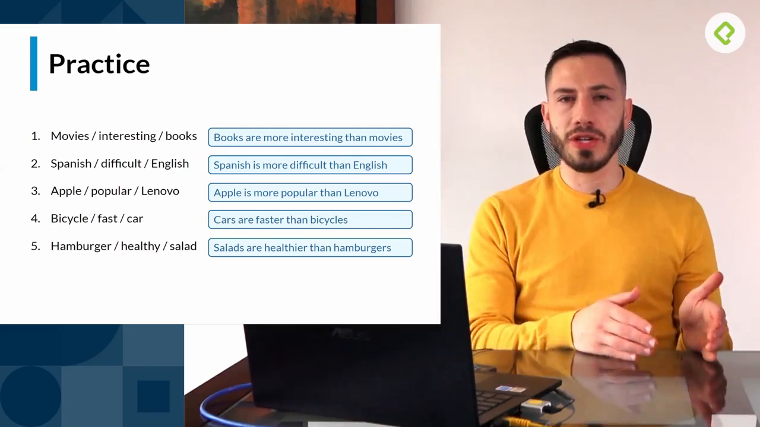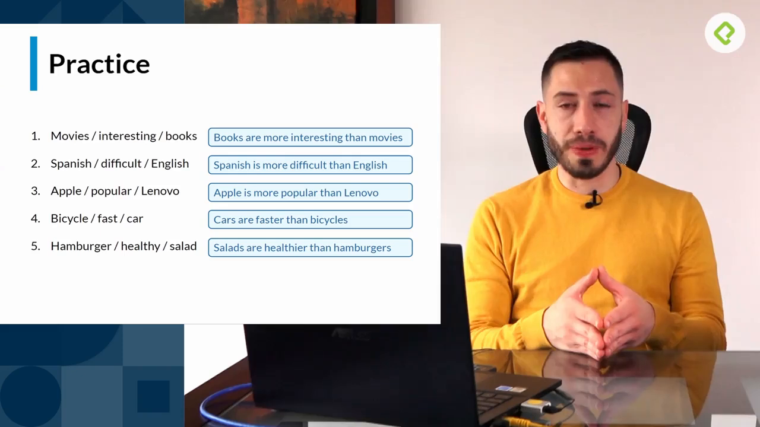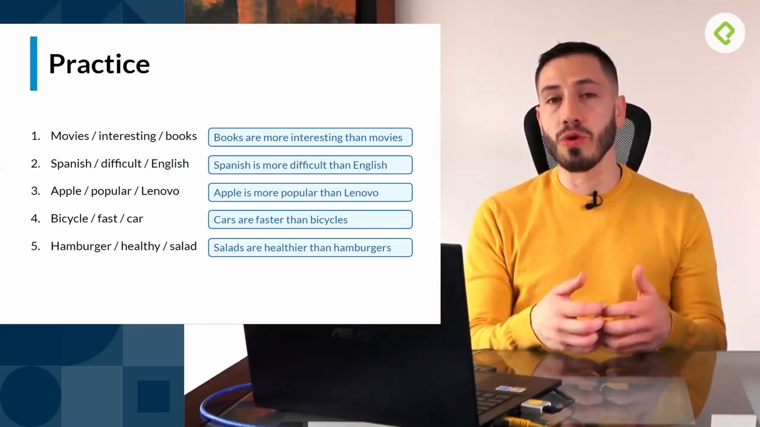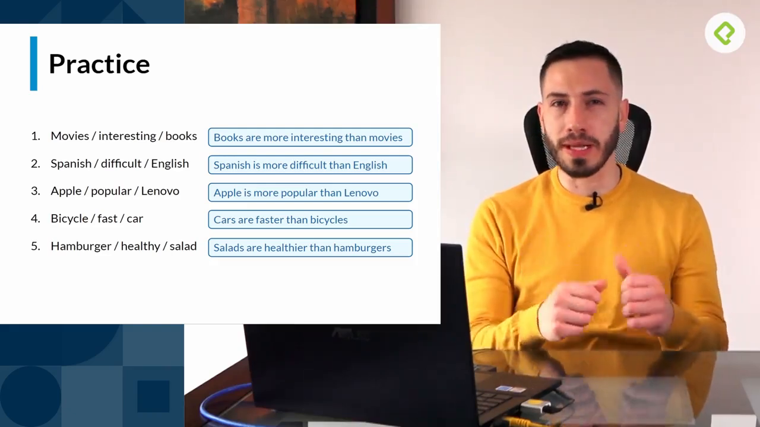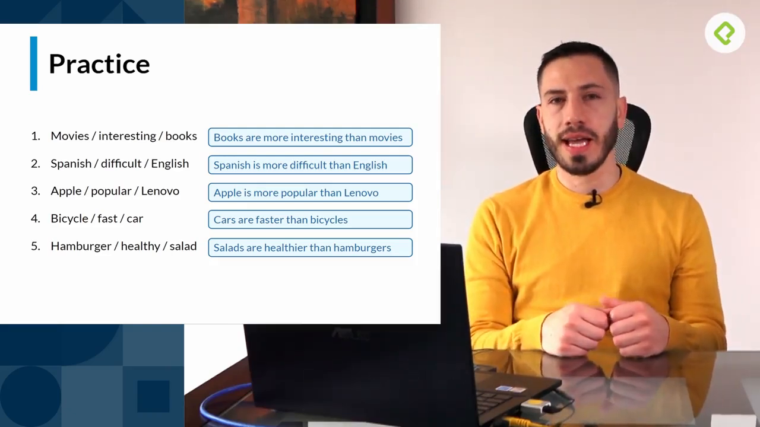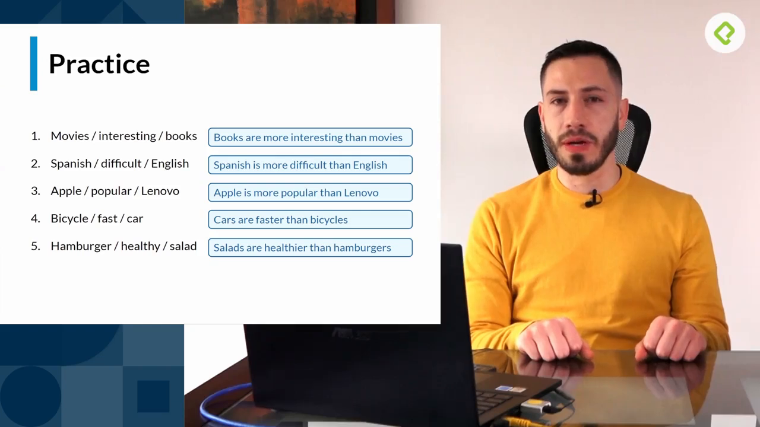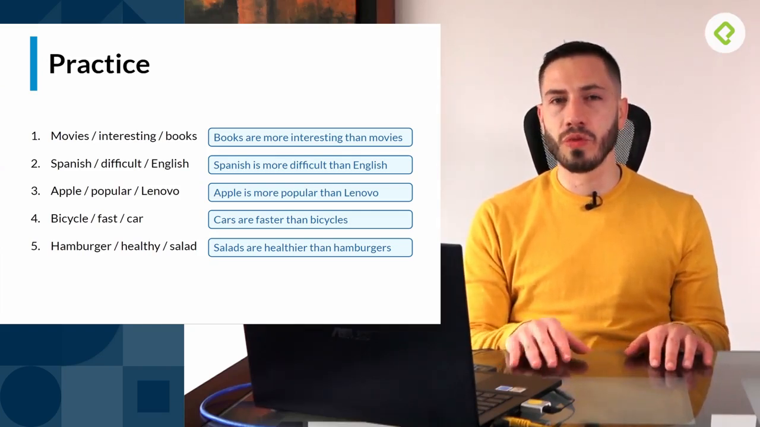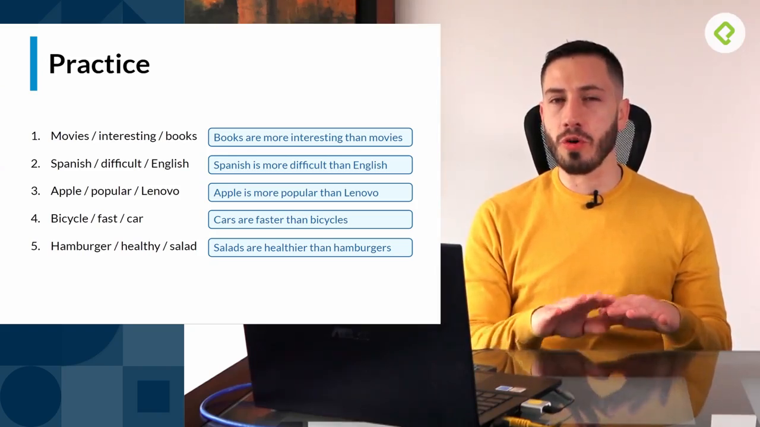Now we have Spanish, difficult, English, and I tend to think that this is not an opinion, it seems to be a fact. Most people say that Spanish is more difficult than English. Apparently we have more tenses and more complex language. How about number 3? I don't want to be controversial, so let's take it as an opinion. But I would say that Apple is more popular than Lenovo. What would you say?